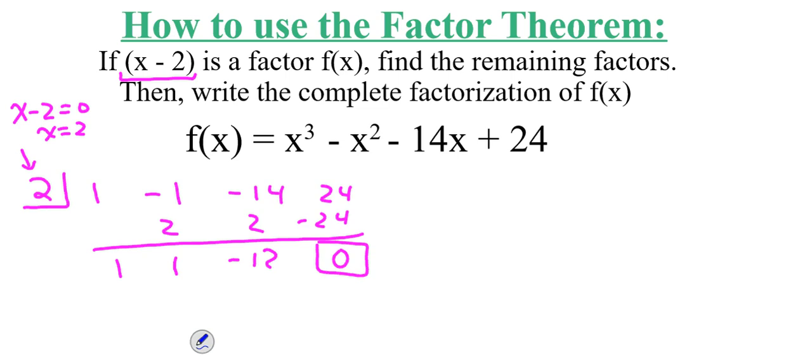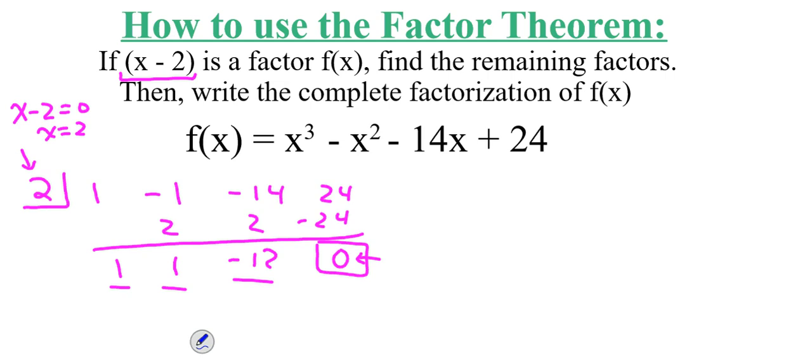That's not a surprise because they told us it was going to be a factor, and we know the factor theorem says if it's a factor, you're going to end up with a remainder of 0. But the cool thing is what we have left. And I know you did this last class. This and this are just the coefficients for a function, right?